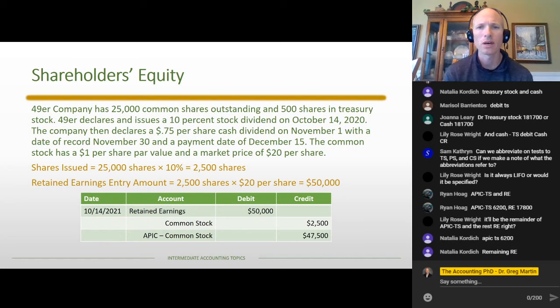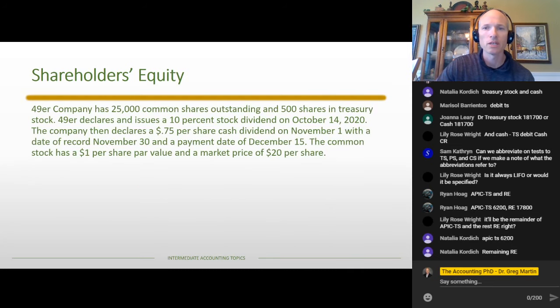Again, if there had been a delay between the declaration and the issuance, remember we had that common stock dividend distributable account, and that kind of is the holding account until we actually issue the shares. But in this case, and on the test, I'm going to have it all happen on the same day if I do one of these problems.